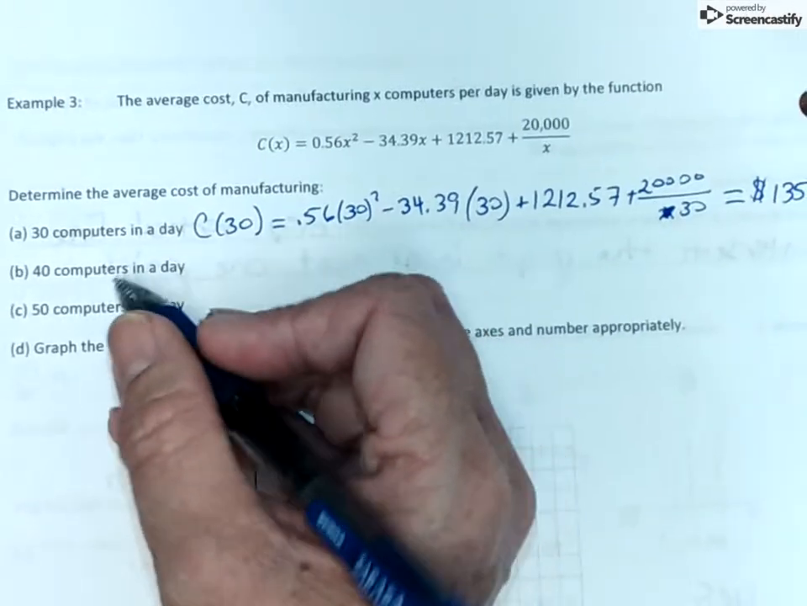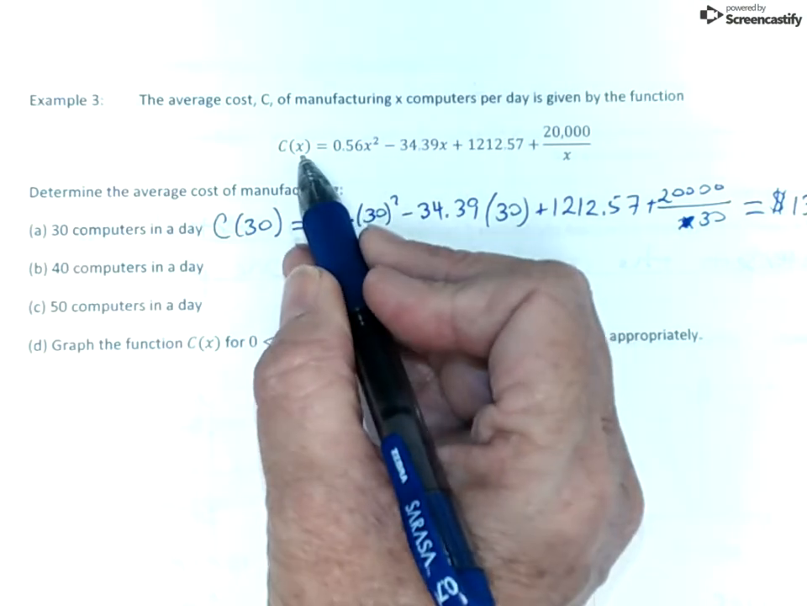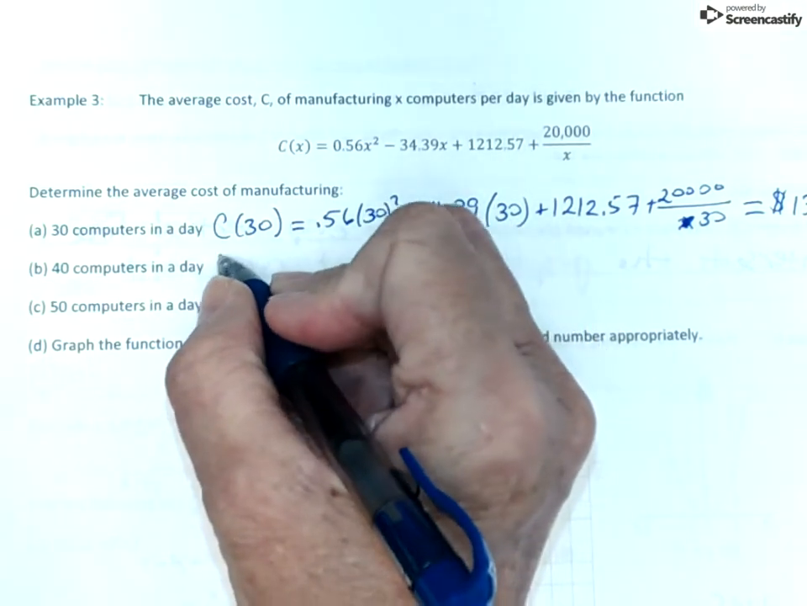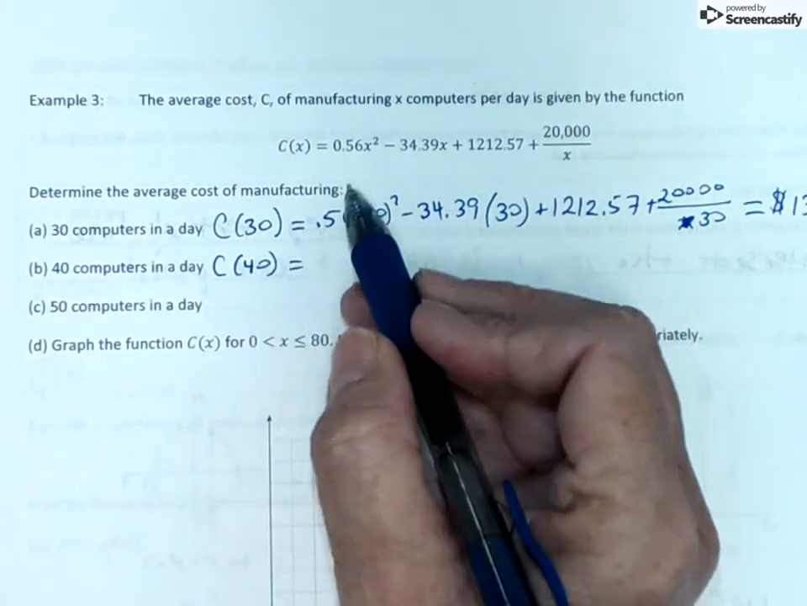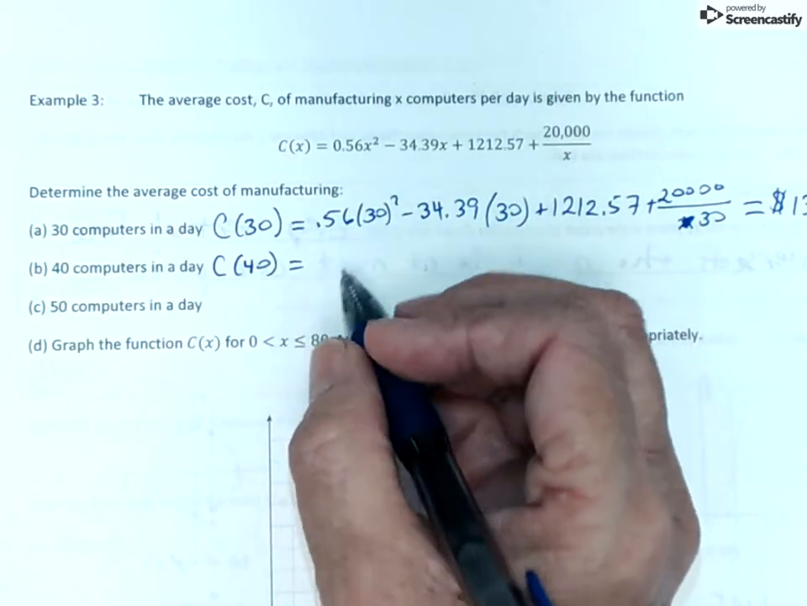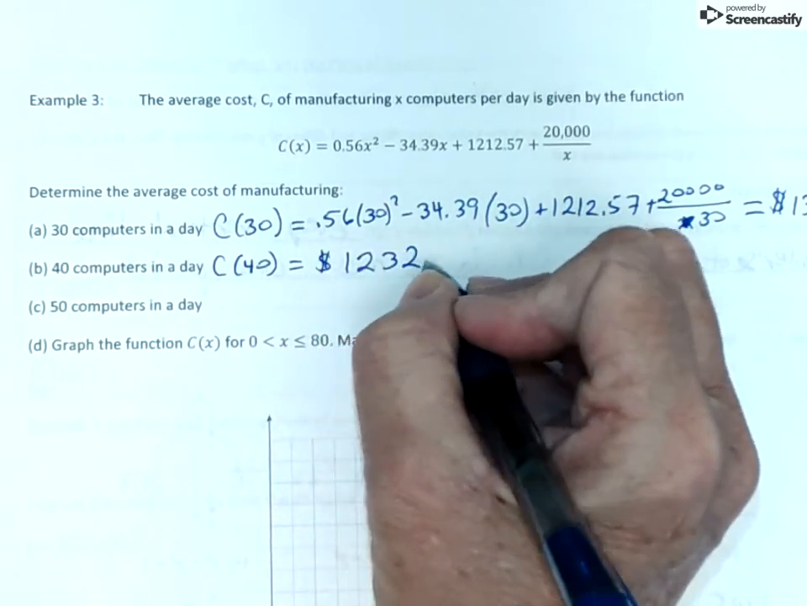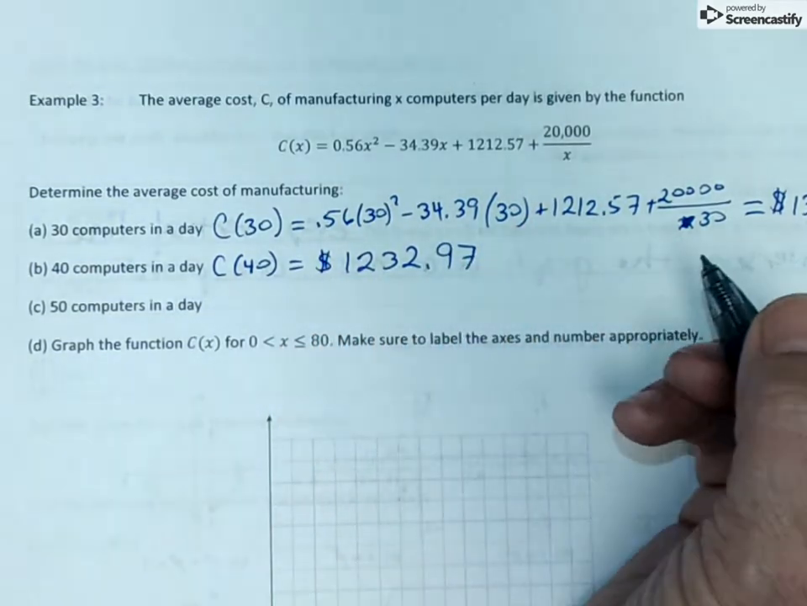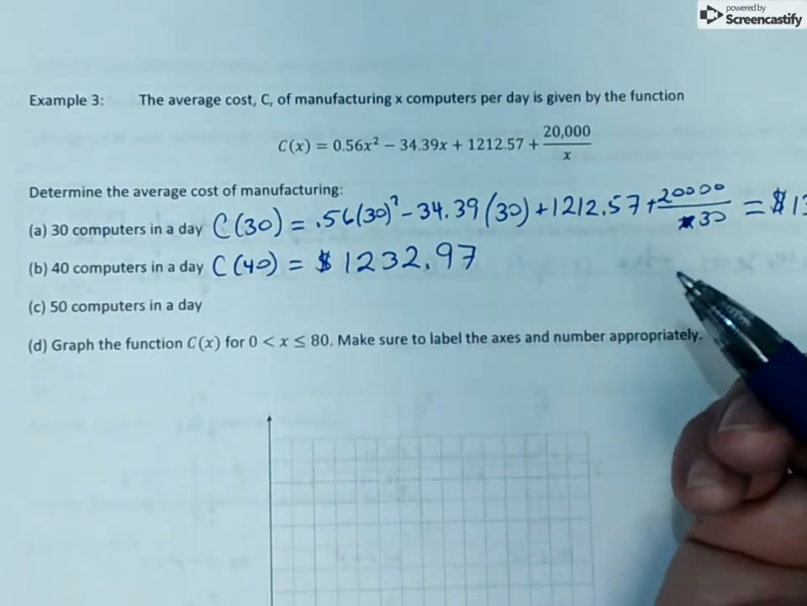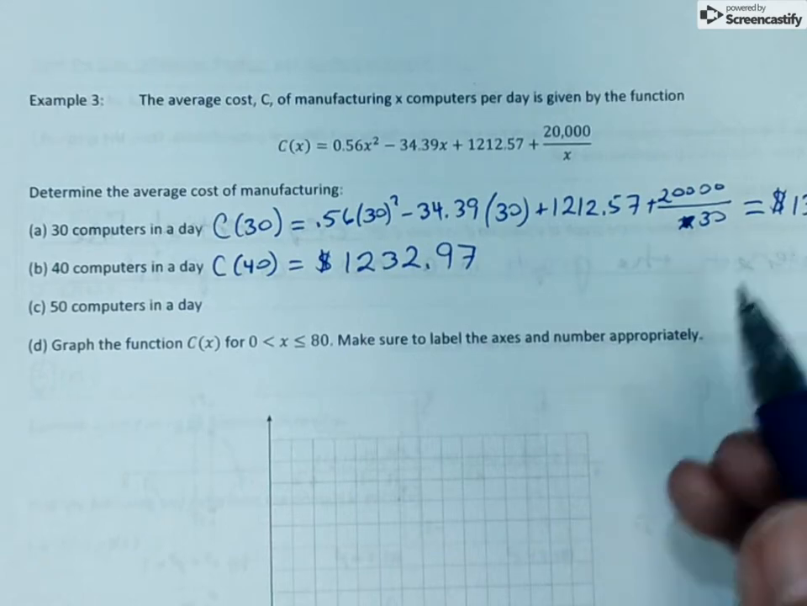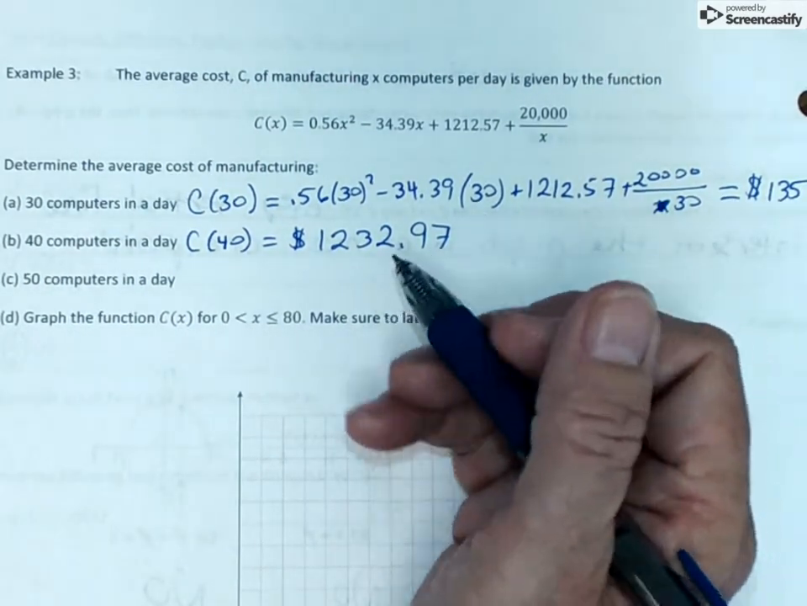If I did the same and found the average cost for manufacturing 40 computers, again, I'm going to be putting a 40 in my equation for x. So again, plugging the 40 in, and when I plug that in the calculator, I get $1,232.97. And does it make sense that it costs less if you make more of them? Sure, sometimes that happens. It's what's called economy of scale.